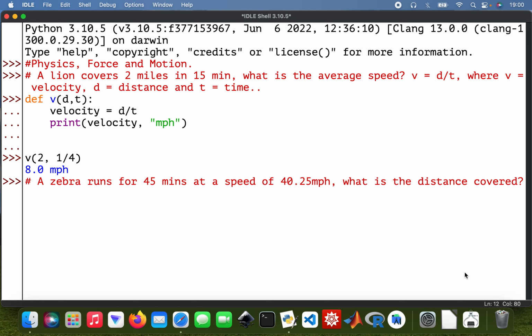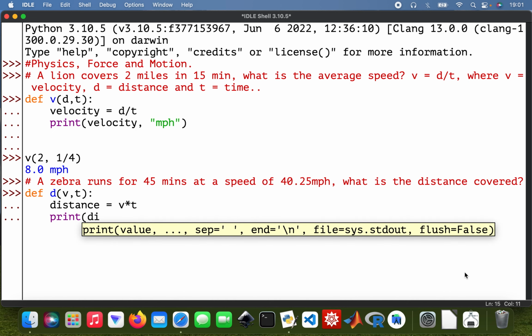Okay, right. So create another function, so define the function, and then d, then v, where v is velocity and t is time, and then distance equals v times t. Then print distance, and then put miles as my string.